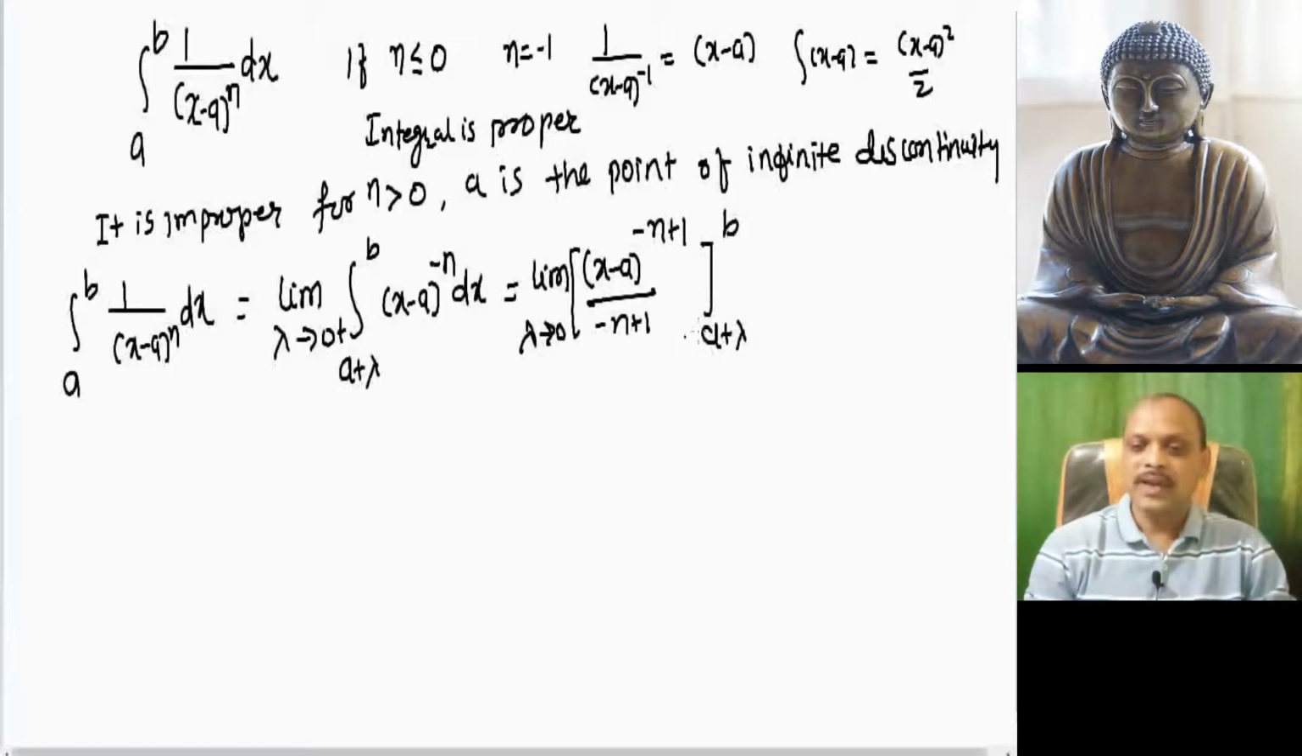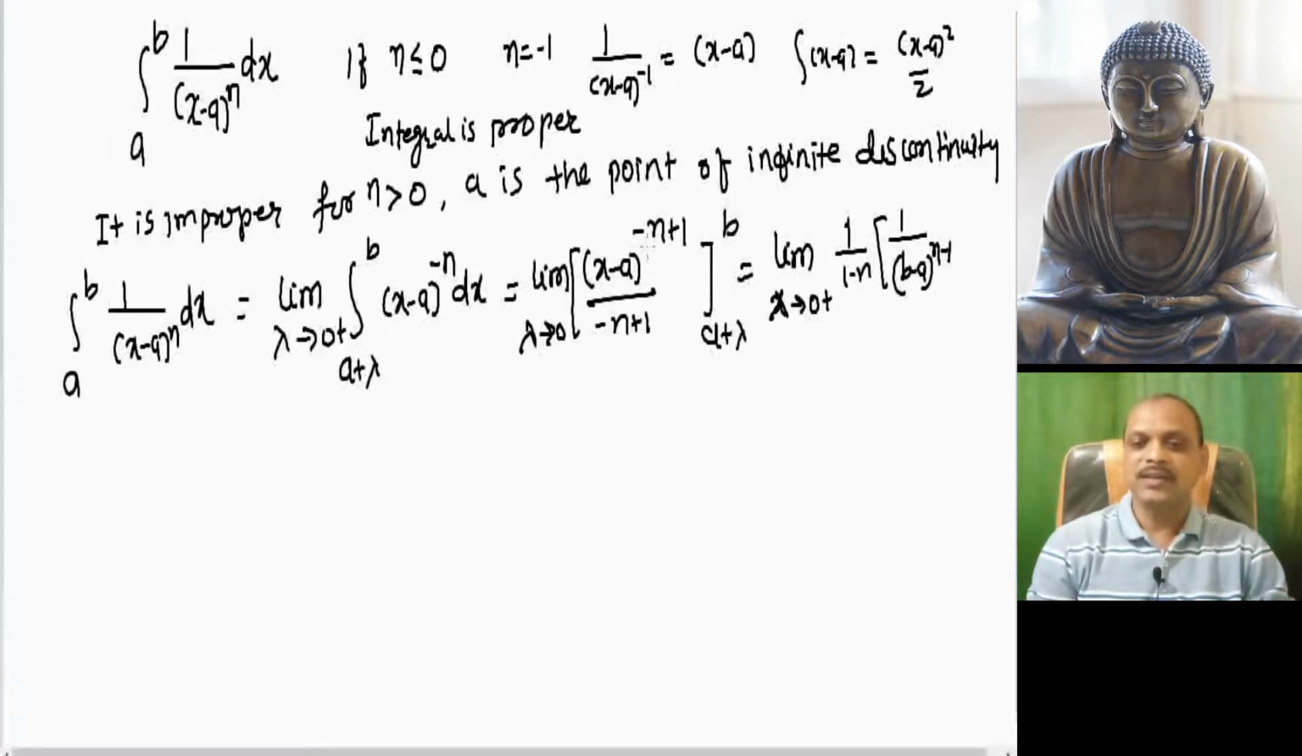Or we write it as the limit as lambda tends to 0 from the right. At the upper limit the constant value is 1 minus n, and the upper limit gives 1 divided by (b minus a) raised to n minus 1. When we take it in the denominator, minus becomes plus and plus becomes minus, so it is n minus 1. At the lower limit, when we put a plus lambda, a and minus a cancel, and we have 1 divided by lambda raised to n minus 1. Here we have already taken n greater than 0.